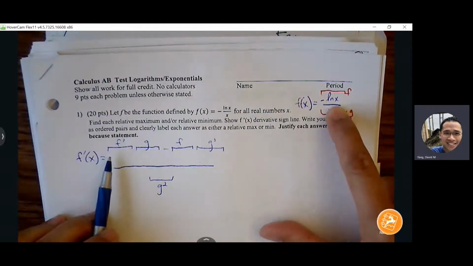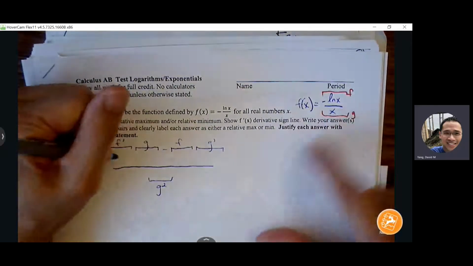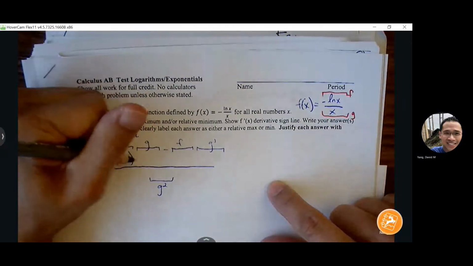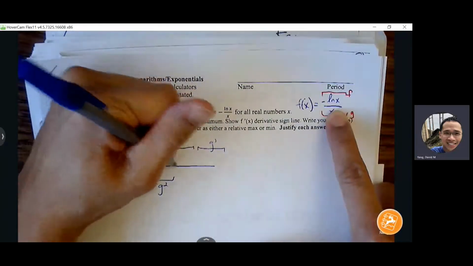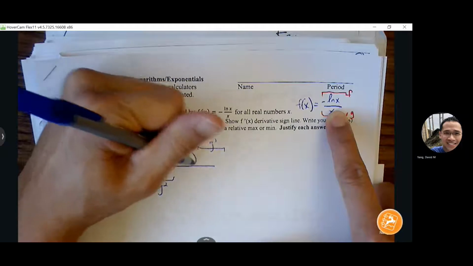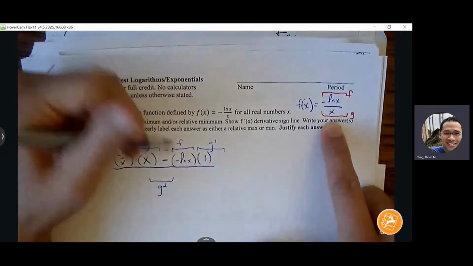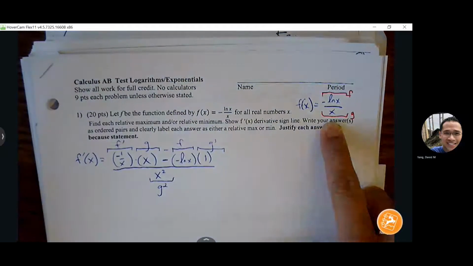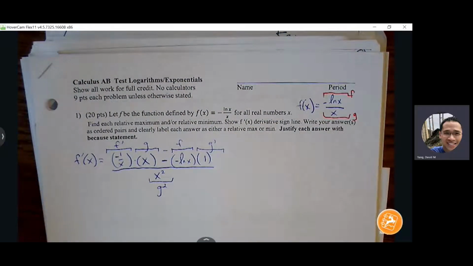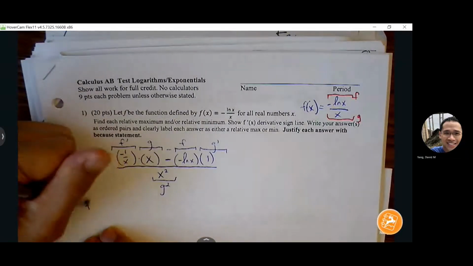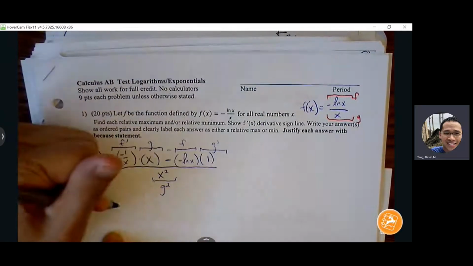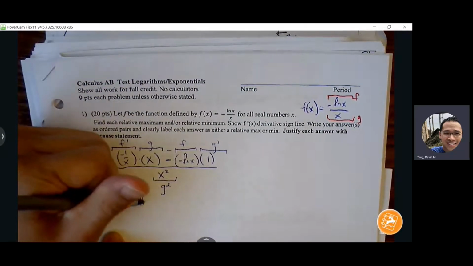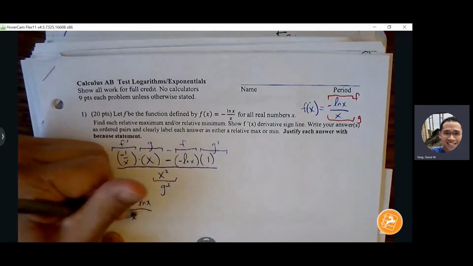Okay, so negative natural log of x, derivative is negative 1 over x times the g function, back to f, g prime, all over g squared. Negative 1 over x times x is negative 1 plus natural log of x over x squared.